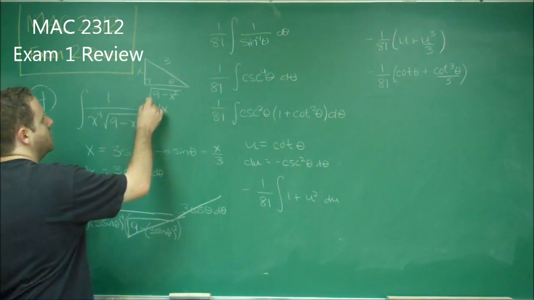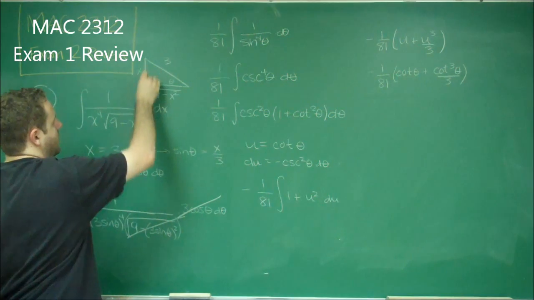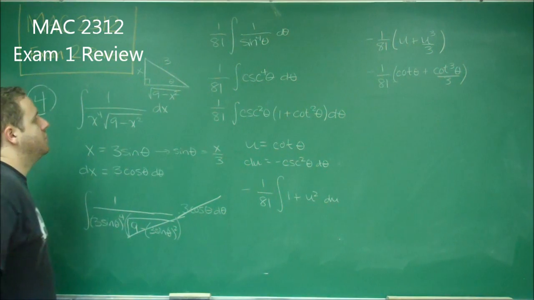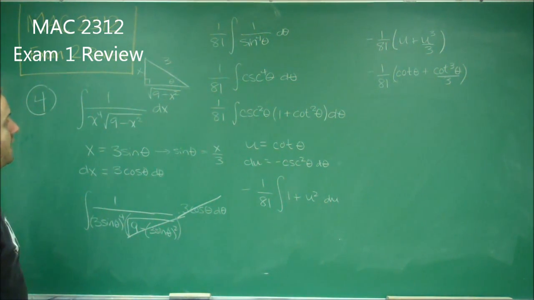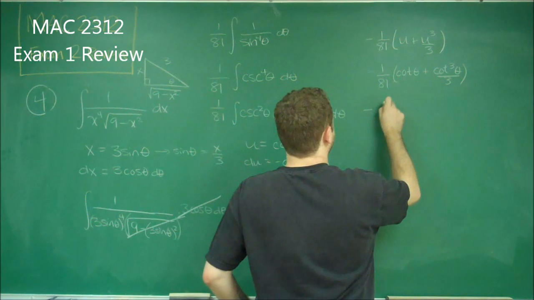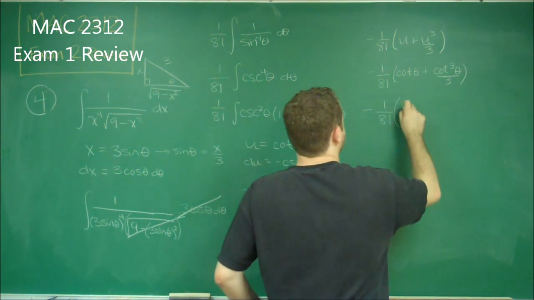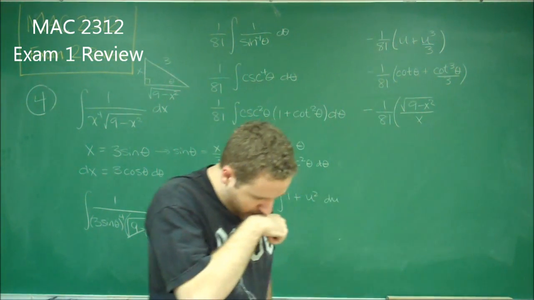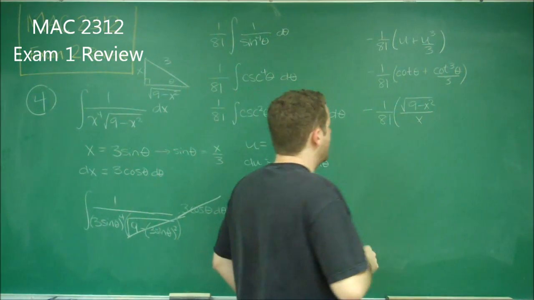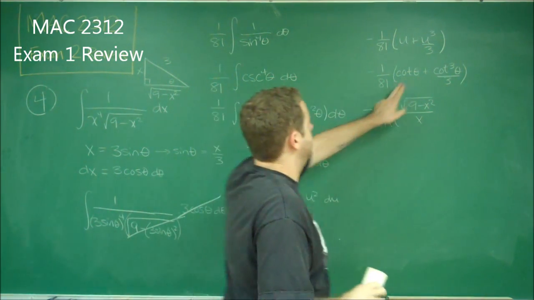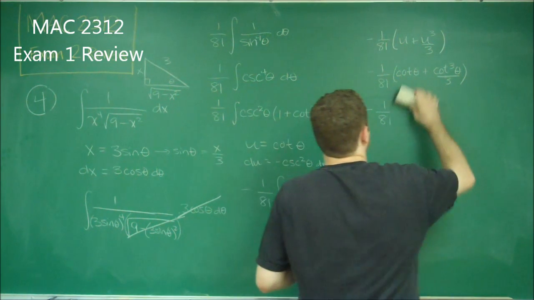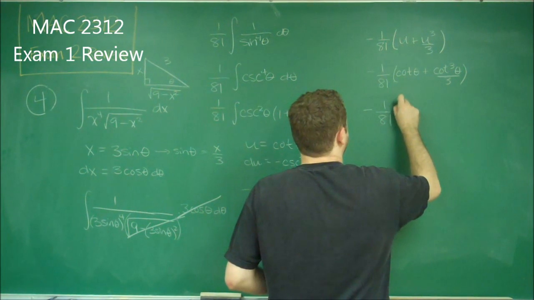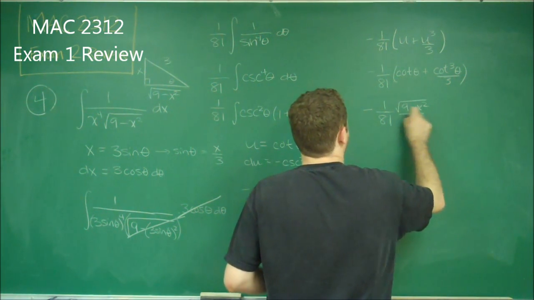Cotangent is going to be the opposite of tangent. Tangent would be opposite over adjacent. So cotangent is going to be adjacent over opposite. So we have root 9 minus x squared over x. But actually, before I do that, we had a cotangent in each term, so I can factor that out. So I can factor out one of the root 9 minus x squared over x terms.